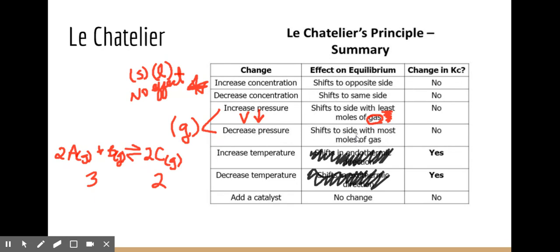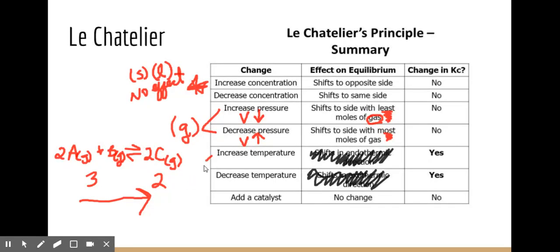So if I increase pressure or decrease volume, because they go hand in hand, then I'm going to shift to the side where there's the least moles of gas, which in this case will be towards my products. If I decrease pressure, it just does the opposite. I'm going to shift to the side where the most moles of gas appear. And if I decrease pressure, how does that relate to volume? Volume and pressure are indirectly related. Okay? Let me skip down.